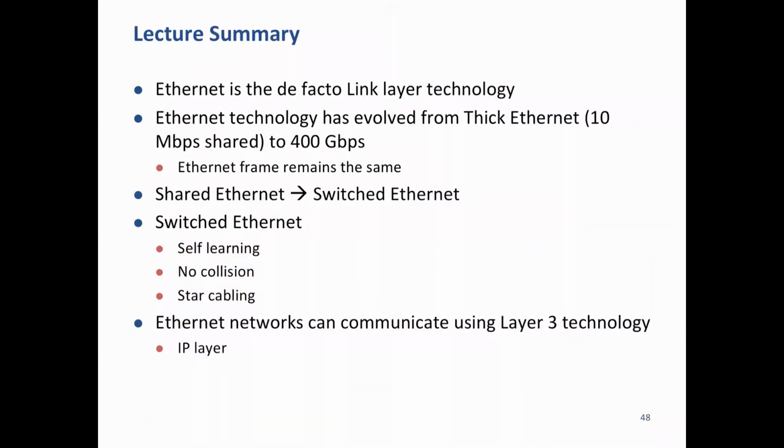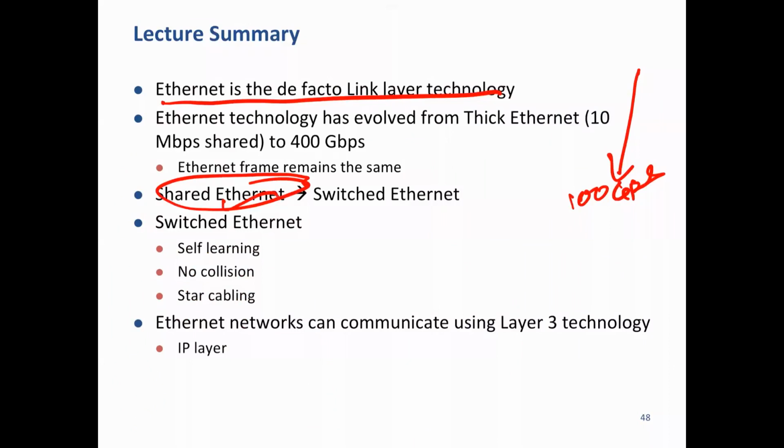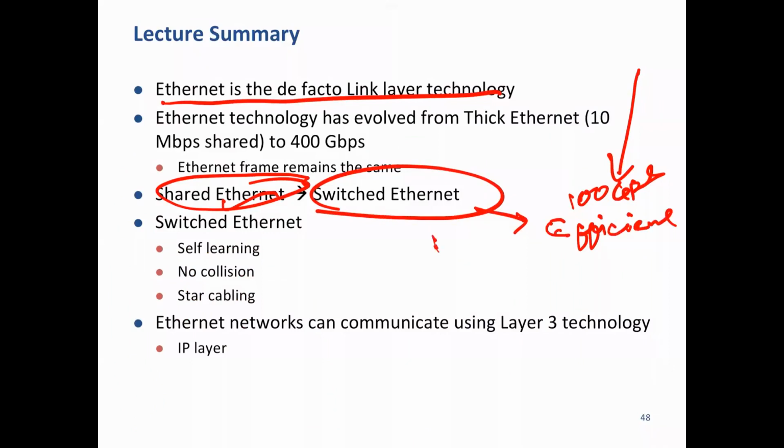All right. So what you studied is that Ethernet is the de facto layer 2 technology. It has evolved up to 100 gigabit or even more. Initially we had shared Ethernet, and from that we came to switched Ethernet, which is highly efficient because there is no collision. Although we use a broadcast mechanism for learning, that can also be optimized by putting routers at appropriate places, right? Switched Ethernet is self-learning, no collision, star cabling. Okay, all right, that's all.